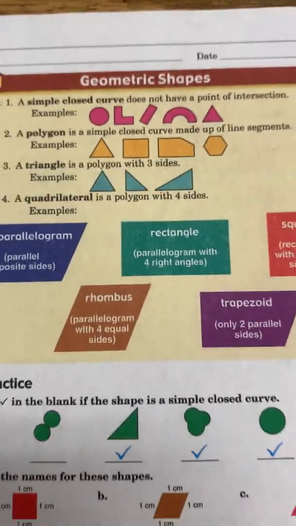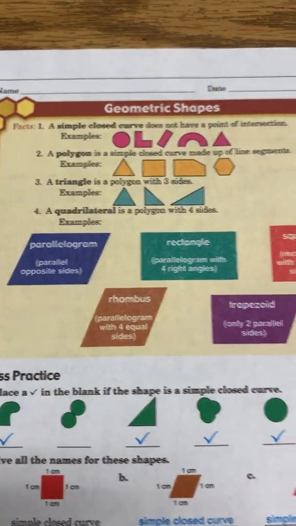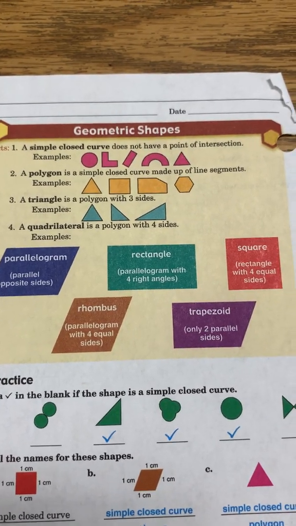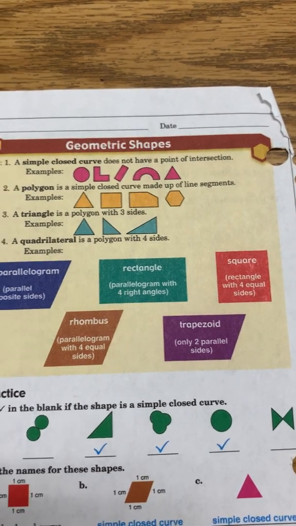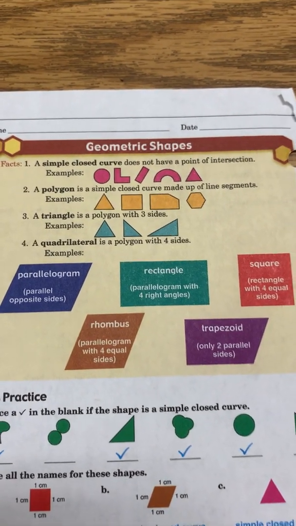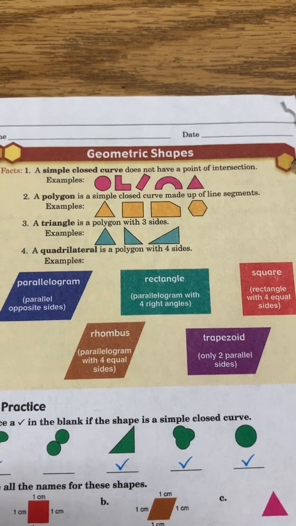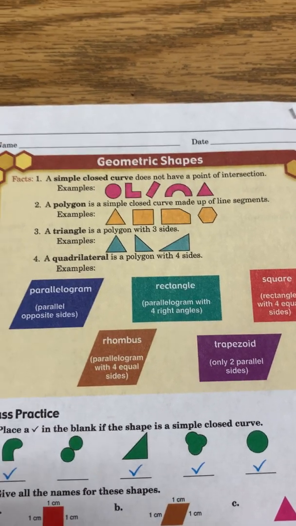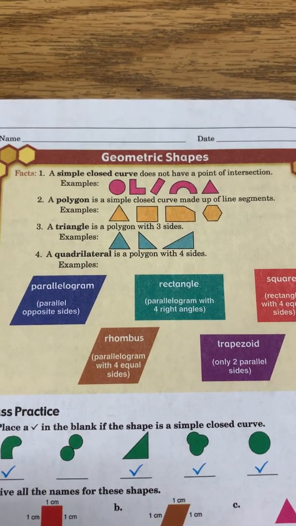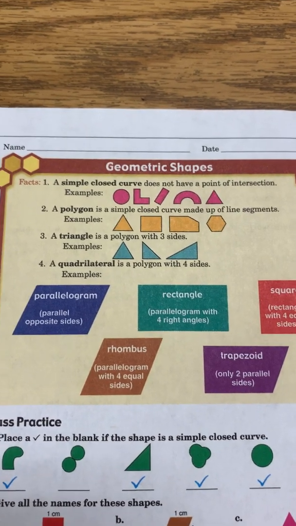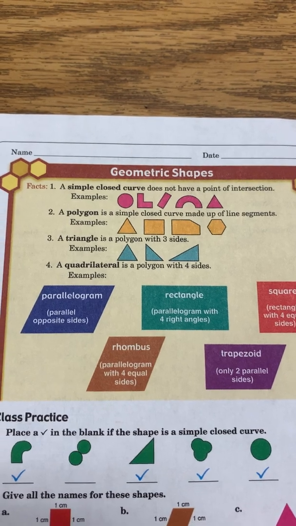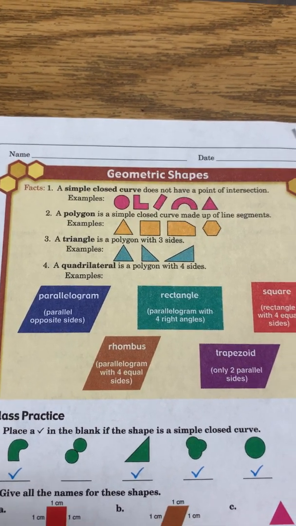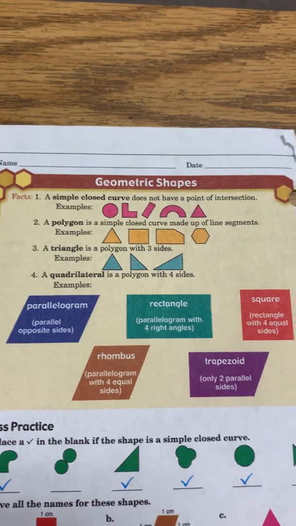Now, page 269 with geometric shapes. So you have a simple closed curve that does not have a point of intersection. So such as the circle and any type of shape that does not have an intersecting point within the object, then you know that is just a simple closed curve. Polygon, you have your triangles, your rhombus, octagon, pentagon, those type of things.